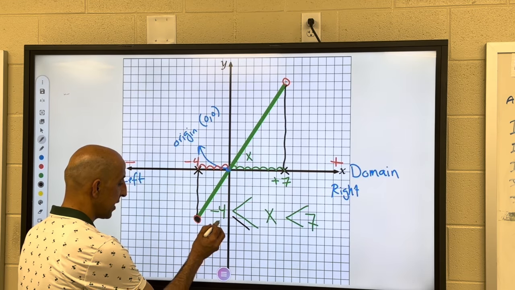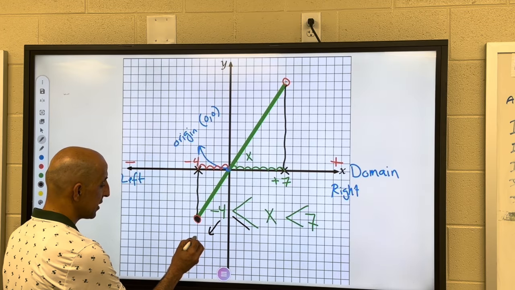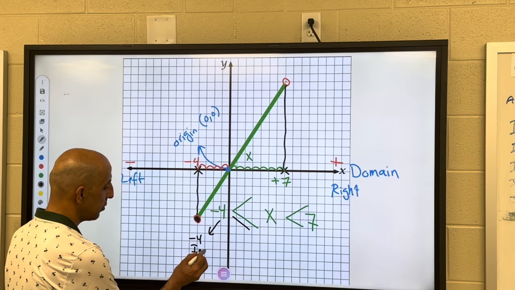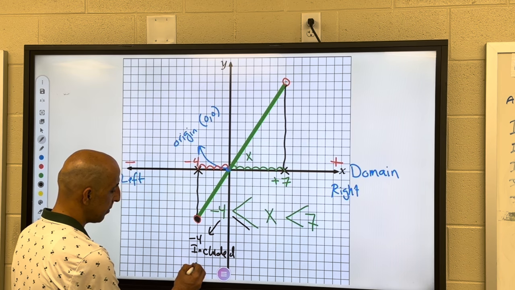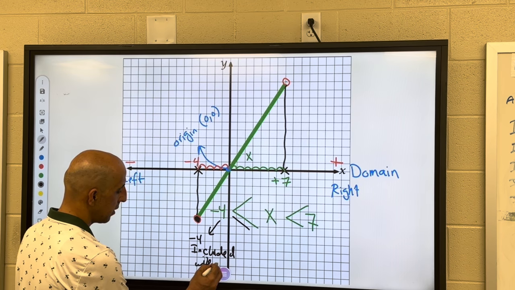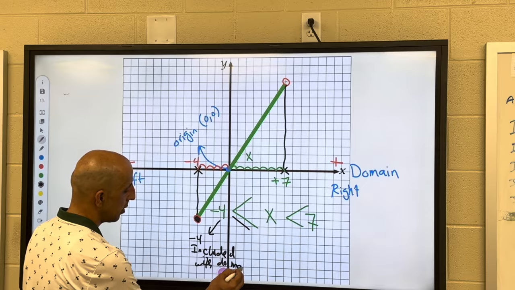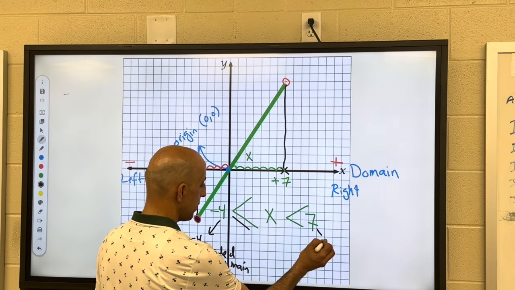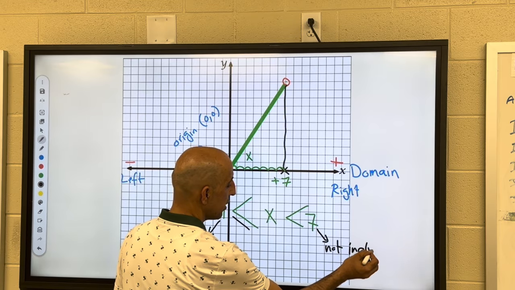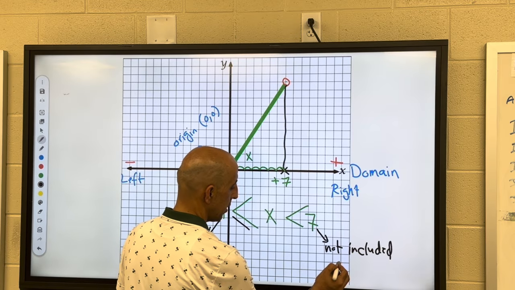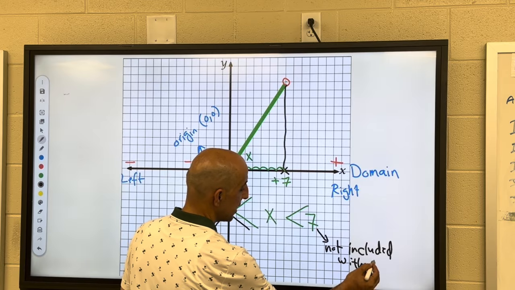So now I can say that -4 is included with the domain, but 7 is not included with the domain.